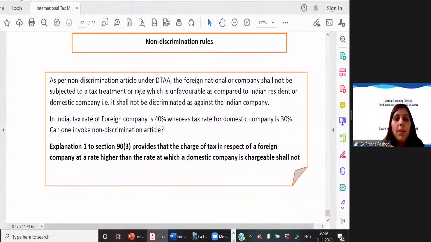So foreign companies raise the objection that this 40% tax rate is discriminatory because domestic companies are taxed at a rate of 30%. Right? So India has issued a clarification through an explanation to section 93, which clearly says that tax in respect of a foreign company at a rate higher than the rate at which a domestic company is chargeable shall not be considered as discriminatory. Why is that so? There is a reason to that.